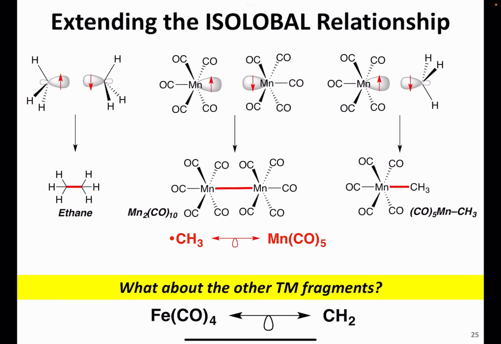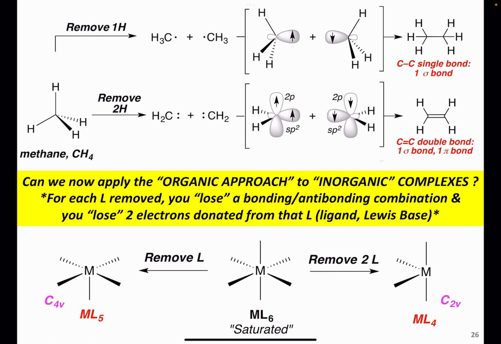And so what about the other transition metal fragments? I started by telling you that iron tetracarbonyl is isolobal with a carbene. And so how do we get there? Well, we've got to go back to our octahedral geometry.